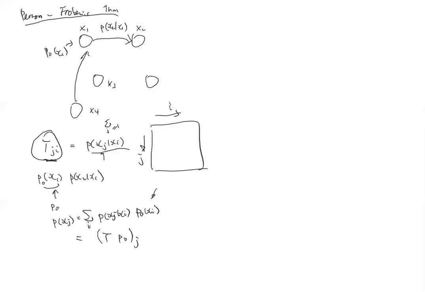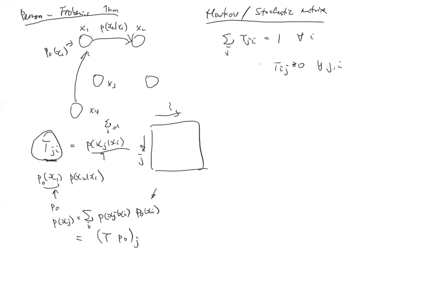In general, we say a matrix with this property is a Markov matrix or a stochastic matrix. The definition is that the sum over j of Tji equals one for all i. And because it's probability, Tji is greater than or equal to zero for all j and i. Immediately you see that Tji has to be less than or equal to one, because they sum together to one.